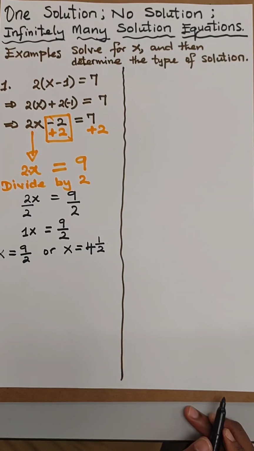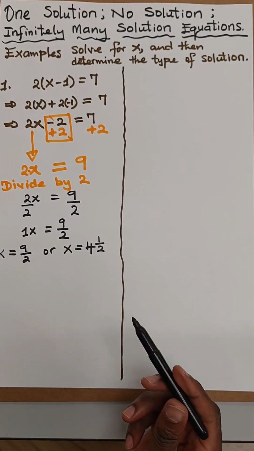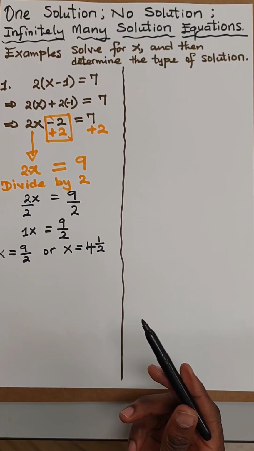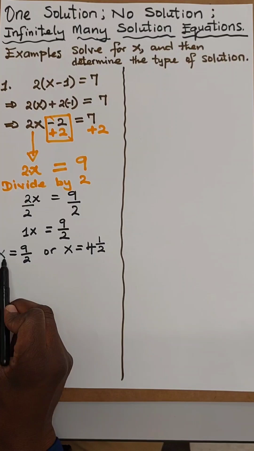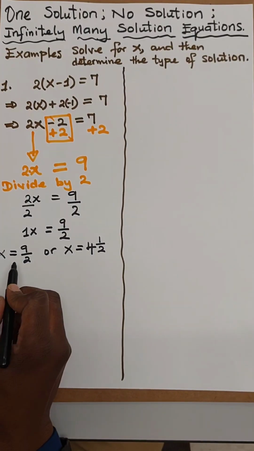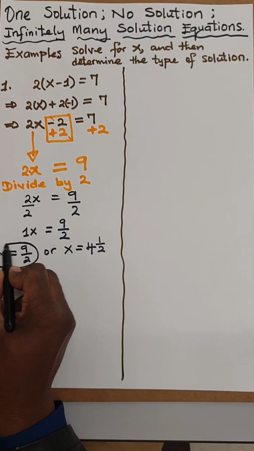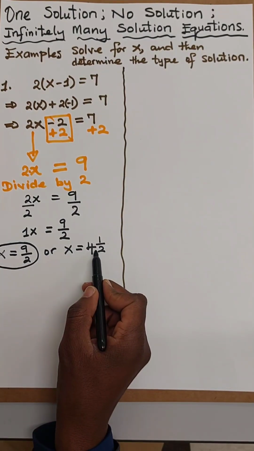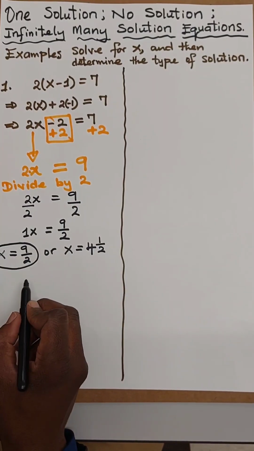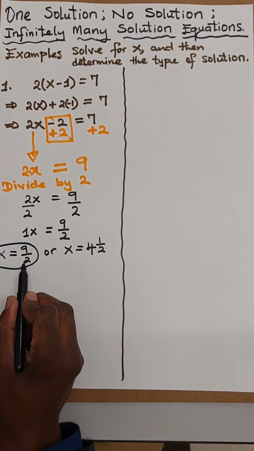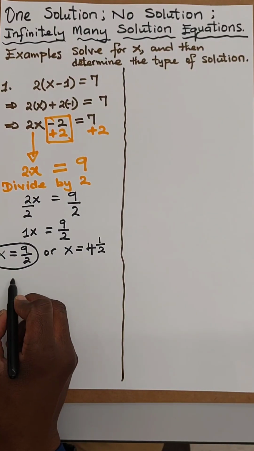Okay, now that we have the solution, we are going to determine if this equation has one solution, no solution, or infinitely many solutions. We only have one value for x. The only value for x in this equation is x equals 9 over 2. 9 over 2 is also the same as 4.5. What does this mean? This means that this is the only true value for that equation. Let us find out what the meaning of true value is.